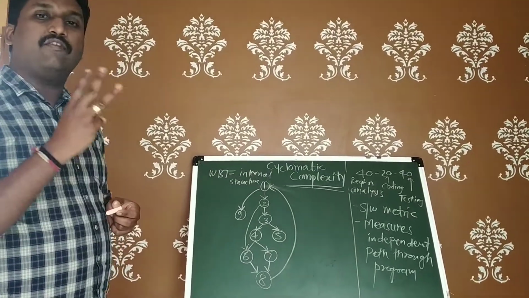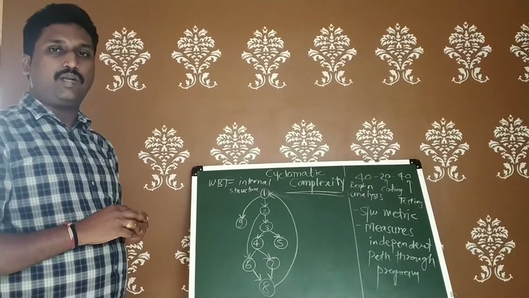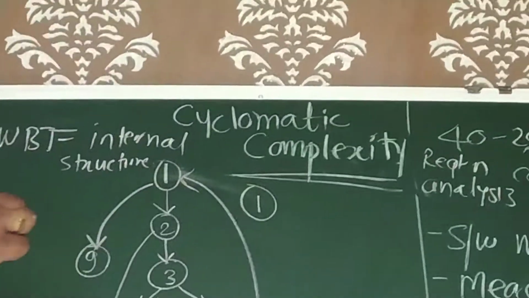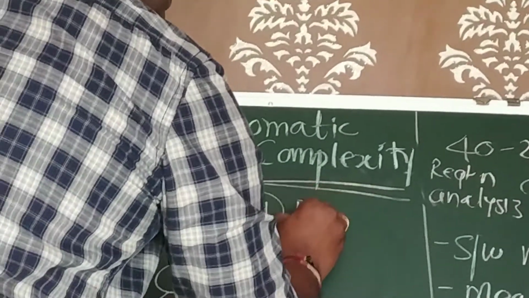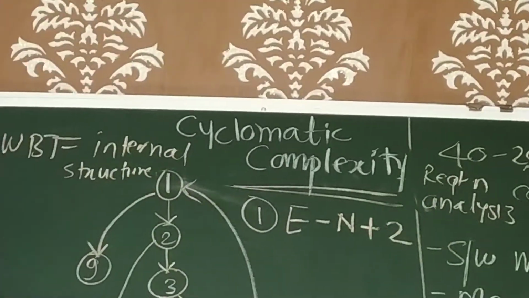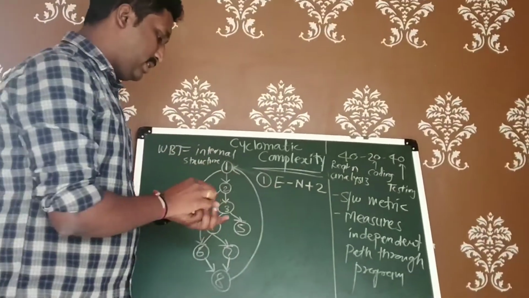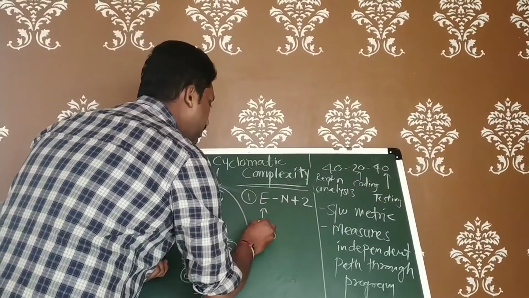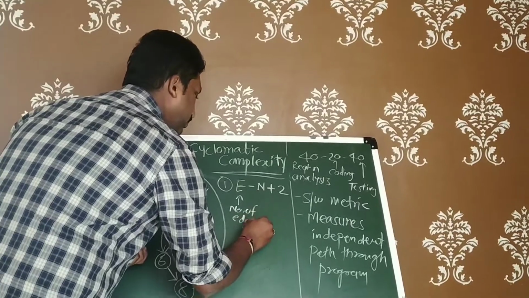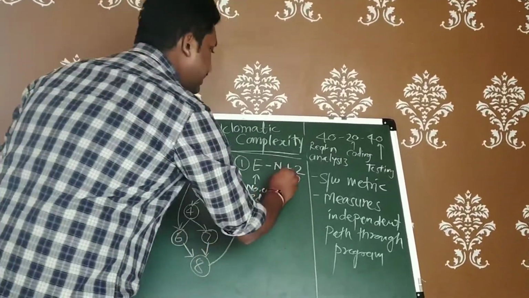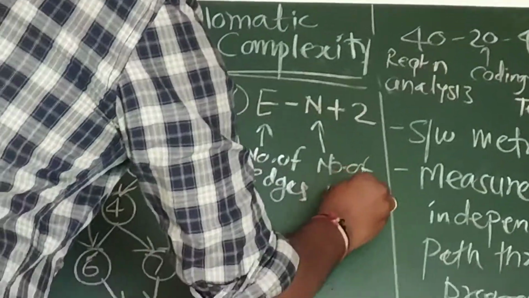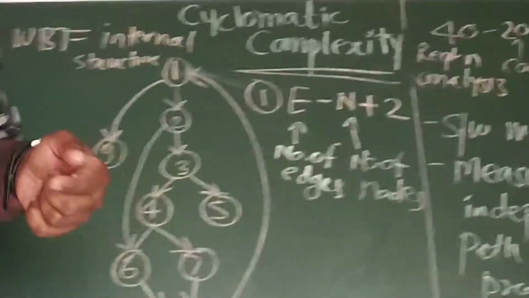Now there are three ways by which one can calculate it. The first formula is E minus N plus 2, where E is the number of edges and N stands for the number of nodes in the given flow graph.